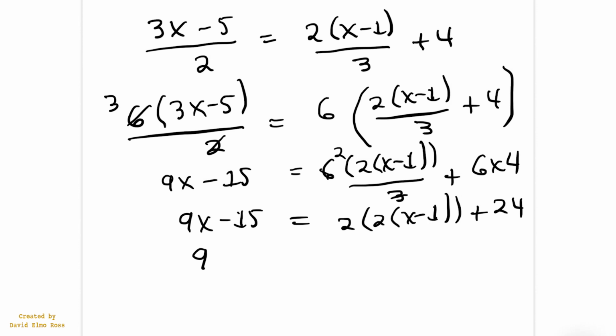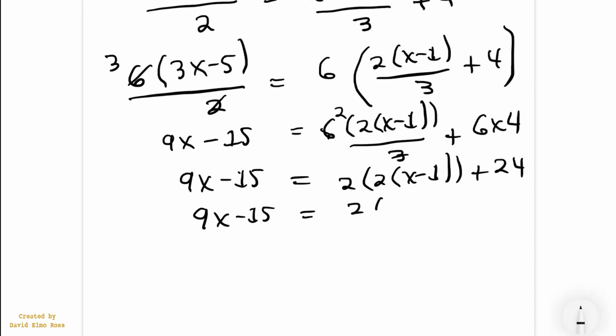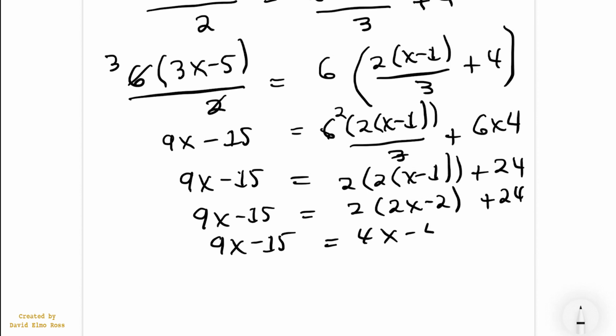So this becomes 9x minus 15 equals 2 times 2 is 4x minus 2 plus 24. So this is 2 times 2x minus 2 plus 24. So this becomes 9x minus 15 is equal to 2 times 2x is 4x minus 4 plus 24.